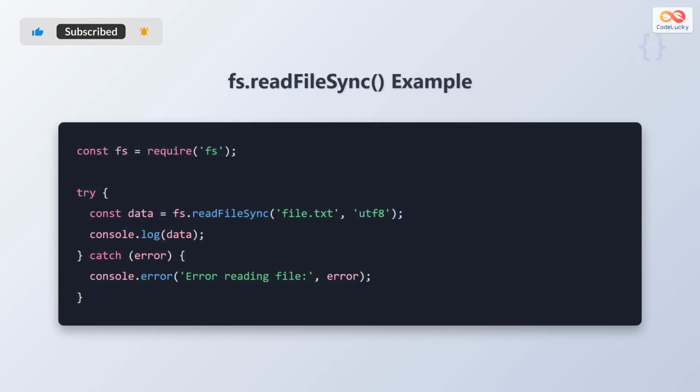Here's an example of using fs.readFileSync. First, we require the fs module. Then we use a try-catch block to handle any potential errors. Inside the try block, we declare a constant named data and assign it the value returned by fs.readFileSync. We pass in the file name, in this case, file.txt, and the encoding UTF-8. Finally, we log the data to the console. If any error occurs during file reading, we catch it and log the error message to the console.